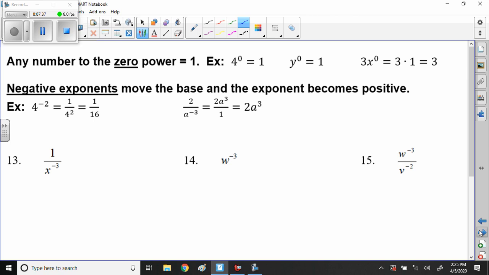All right, the next couple of things we're going to look at is the fact that if you have a 0 exponent, then that really means that actual base equals 1. So for example, 4 to the 0 equals 1, or y to the 0 equals 1.